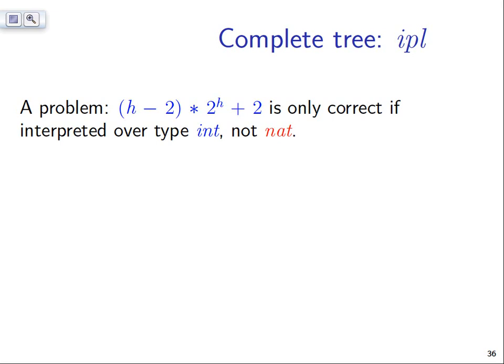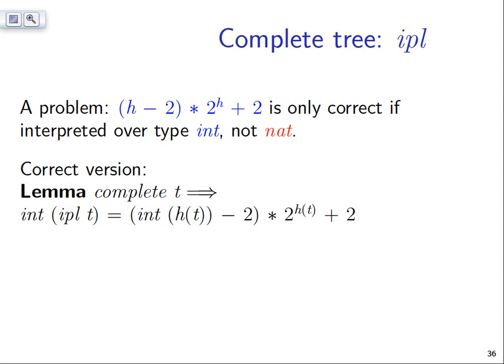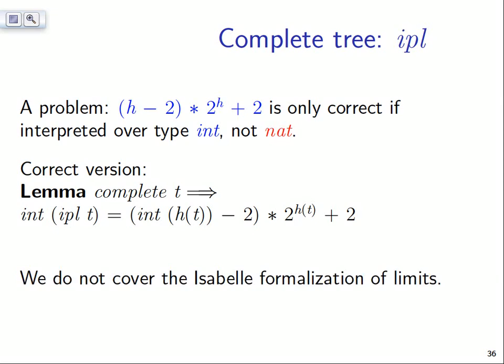And this again shows that having these different numeric types can be a headache. This all worked very well on the slide, but this isn't actually correct if you interpret the h over type nat rather than type int. Because if h is a natural number and you subtract 2, then you get these boundary cases. If h is 0 or 1, it stays at 0, and then the formula becomes false. So this is how you have to write the formula, and this is really what I proved with conversions from nat to int, and then it works again. So it's again a situation where the numerics gets in the way.